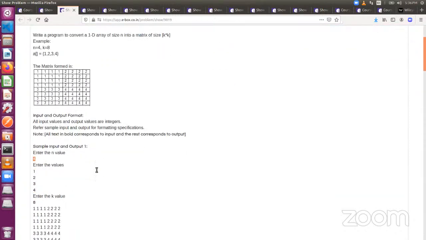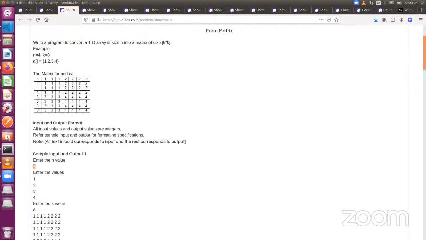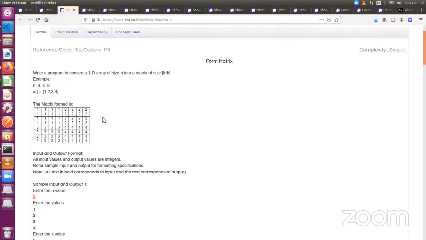Understood? So now the thing is, you need to understand the problem statement. The logic you can just work out on paper and then see how it can be done. Is it fine? Okay, I'll repeat this problem.